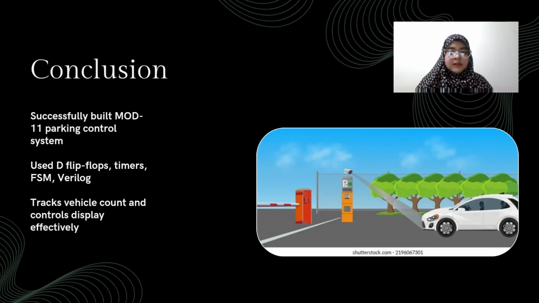In summary, we successfully built a Mod 11 digital parking system using D flip-flop counters, 555 timer circuits, and a simple but effective FSM and Verilog code. This system tracks the number of parked cars and controls the display to guide drivers. It's a practical use of digital electronics.